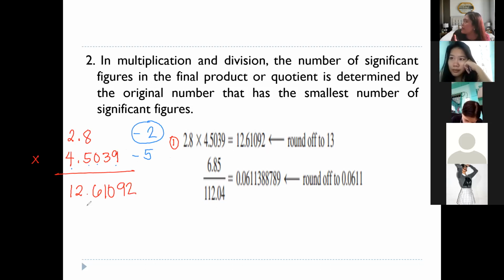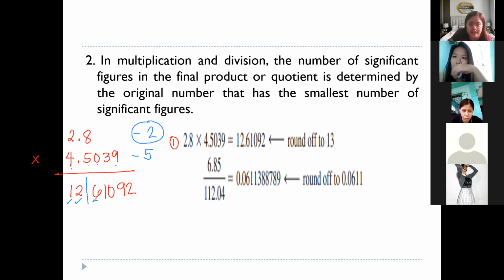Always remember class nga kapag significant figures, mag-start gyud tag count sa pinakadako nga value. So dili gyud ta start pirmi. So 1 and then 2. So tama lang ta din ha for the final answer.